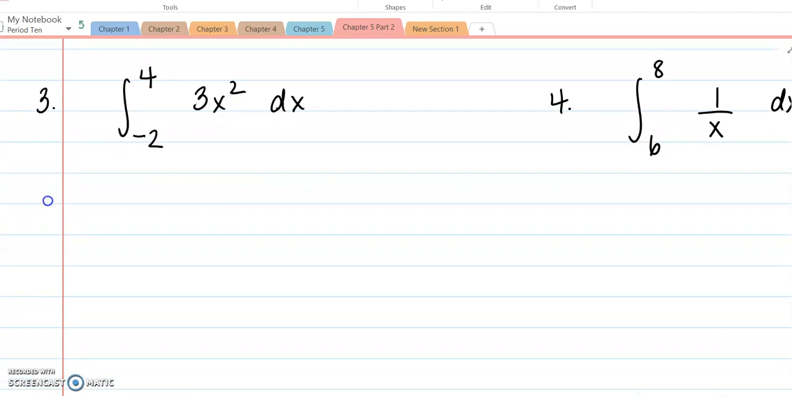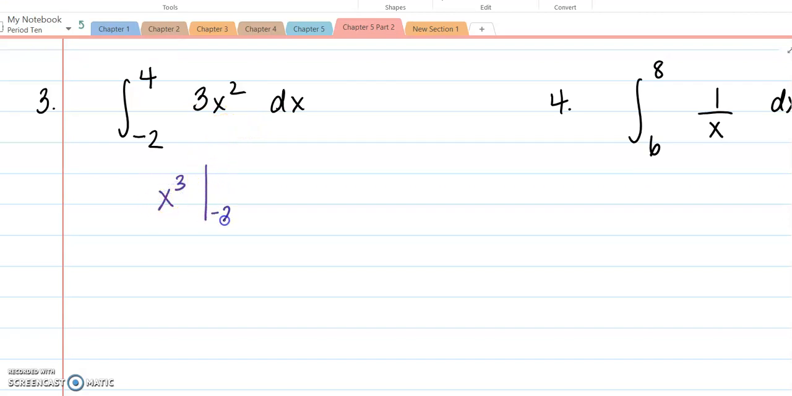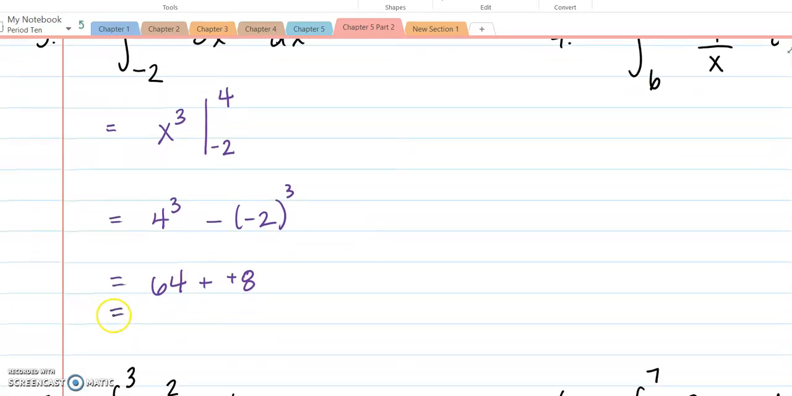Number 3. The integral from -2 to 4 of 3x squared dx. So 3x squared has an antiderivative of x cubed. Still waiting to plug in the bounds. And now you make your substitution, being real careful with parentheses here. So 64 minus a -8 is equal to 72.